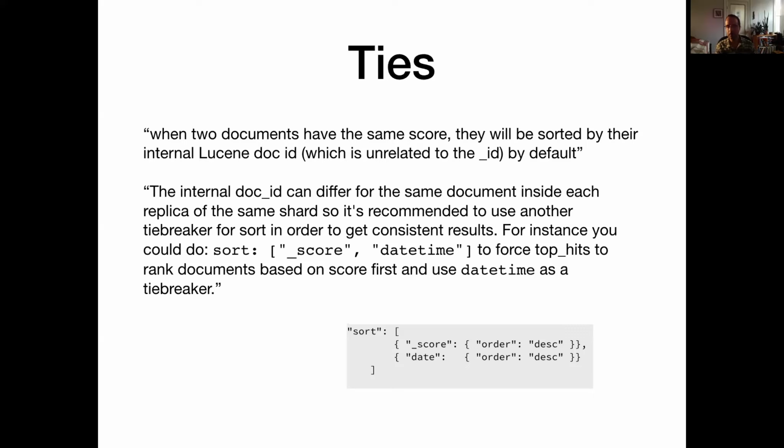If you really want to guarantee that ties are always broken in the same way, you can add a sort to your query, where you would sort first by score and second by something like date that doesn't change, like creation date for the document. In that case, you can guarantee that the ties will be broken by the date and not by this internal Lucene document ID, which again can be different across replicas.